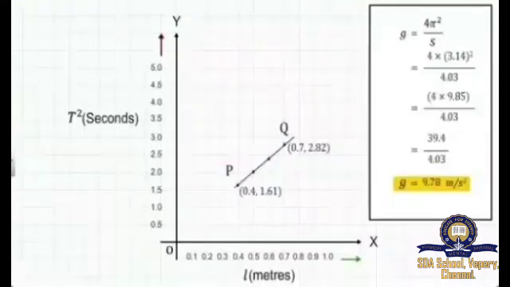Now let us see how to calculate the acceleration due to gravity G once again. We know the formula for G. G is equal to 4 pi square divided by S, is equal to 4 into, you know the value for pi, that is 3.14, you have to square that one, divided by the S value we just found in the last clip, that is 4.03. Now if you divide these two numbers, 39.4 divided by 4.03, then you get G is equal to 9.78 meter per second square. So using this graph and using the simple pendulum, we can calculate the acceleration due to gravity. That is G is equal to 9.78 meter per second square.